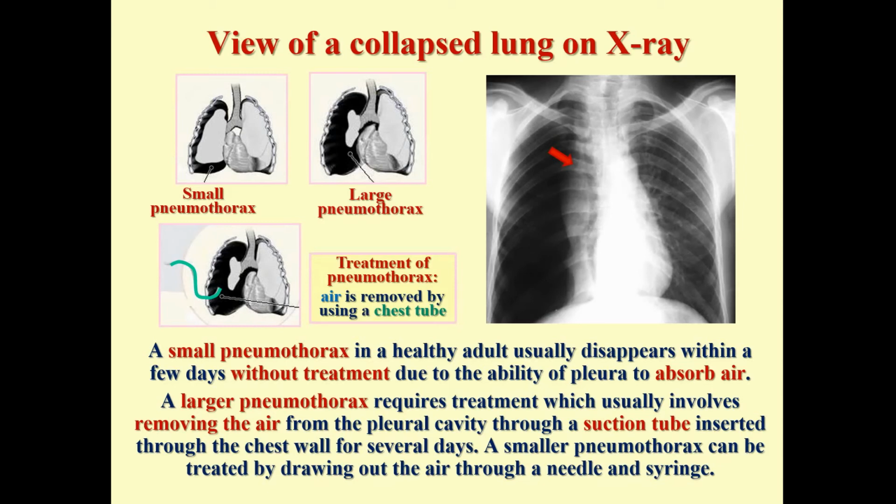A smaller pneumothorax can be treated by drawing air out with a needle and syringe. In many cases, they need to keep this suction tube for a certain number of days, and they add some antibiotics into the chest cavity so that there is no inflammatory process. This is the treatment of pneumothorax.